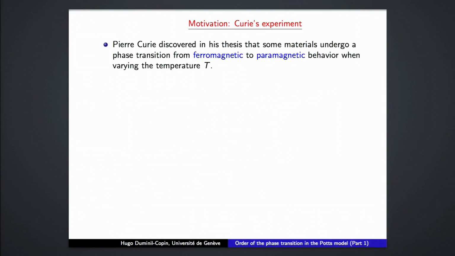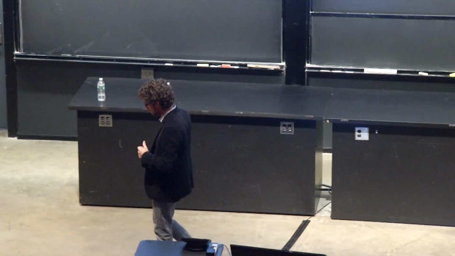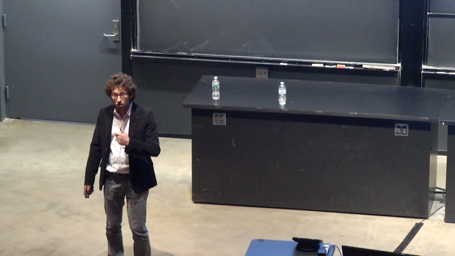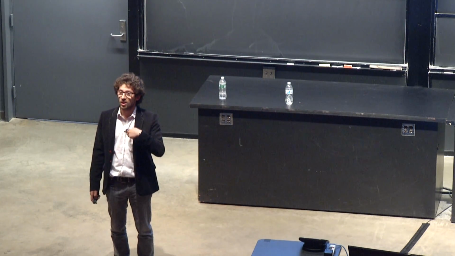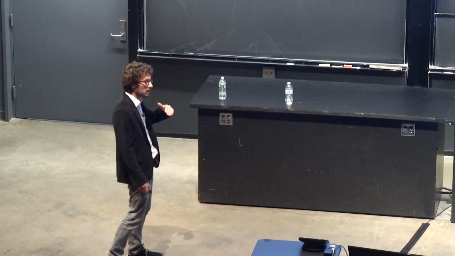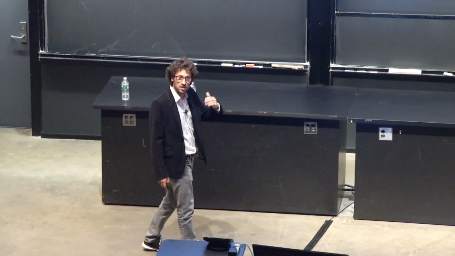So what is the Potts model, and why do we want to introduce such a model? In the end of the 19th century, Pierre Curie made a very nice experiment and discovered what we call the Curie temperature for ferromagnets. What is it? If you take a magnet and heat it to a sufficiently high temperature, it's going to lose its magnetization. And if it cools down again, then it's going to regain its magnetization. So it goes from a ferromagnetic to a paramagnetic state.